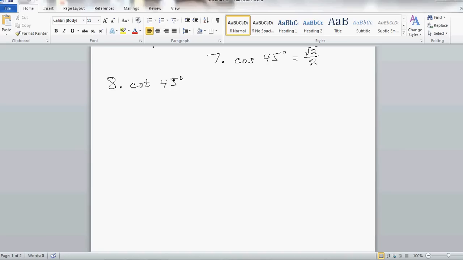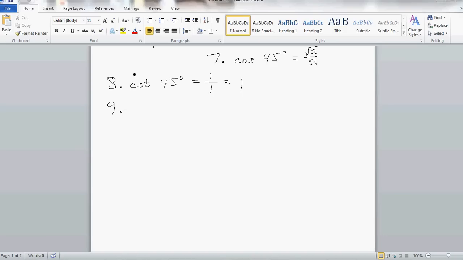Well, here we need to use our table and realize that cotangent is the reciprocal of tangent. So we look first off, what is the tangent of 45 degrees? We see that that is equal to 1. And so the cotangent of 45 degrees would be the reciprocal of 1, or 1 over 1, which still equals 1. And so the cotangent of 45 degrees is equal to 1.